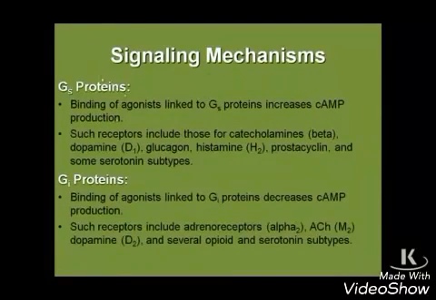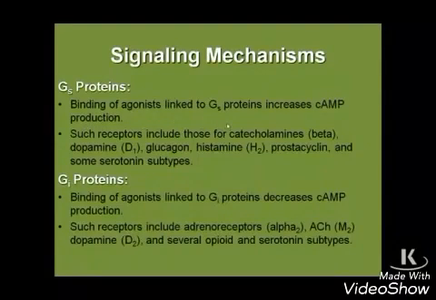Among the different types of G proteins, we have GS proteins. You might think of S for stimulatory G proteins, and binding of an agonist to a stimulatory G protein is going to increase cyclic AMP. So the effector molecule for this type of signaling system is adenylyl cyclase, and it leads to the production of cyclic AMP.